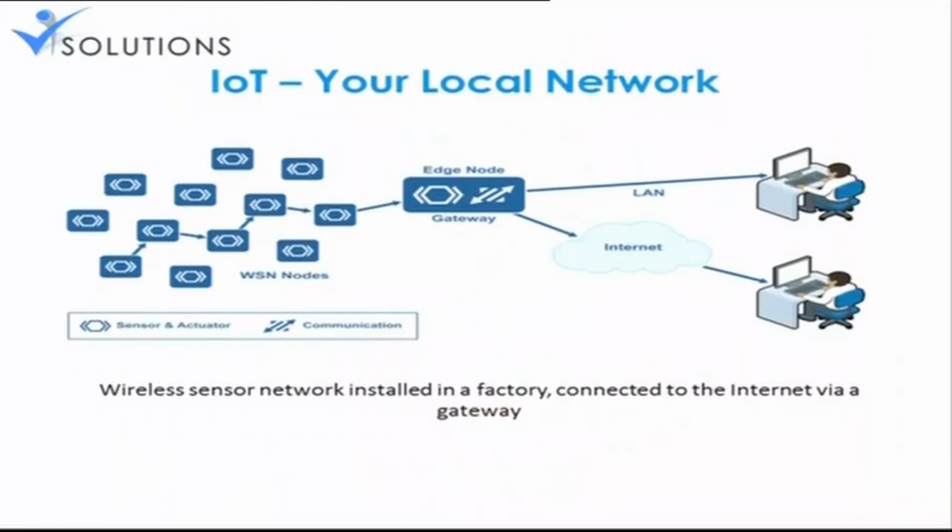When I say your LAN network, it is going to be something like your sensors and actuators communicating. These are multiple sensors; this symbol says it's a sensor. Multiple sensors will be communicating through a wireless sensor network.